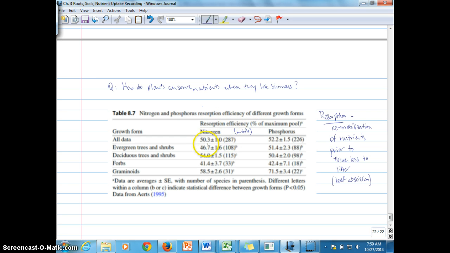But what you see basically across all these different kinds of plants is that somewhere between 40 and 50% of the pool of nitrogen within the plant gets remobilized or resorbed. Resorption is the term here, before abscission. And the same is true with phosphorus, which is also mobile in the plant. Somewhere between 40 and up to 70% in grasses gets remobilized to the live tissue before they lose the tissue to litter. And so this is basically nutrients in older tissues being reallocated to younger tissues before they lose the nutrients to litter, and that helps them conserve nutrients.